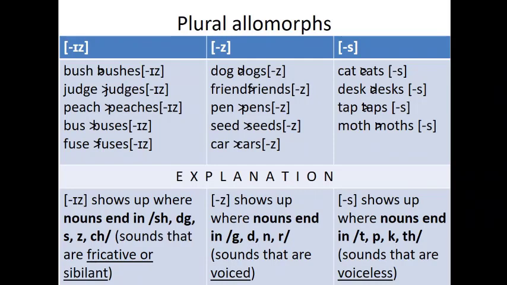Fine. Now, what do we see in the middle column? We see the z allomorph: dogs, friends, pens, seas, cars. And the last column: cats, desks, taps.